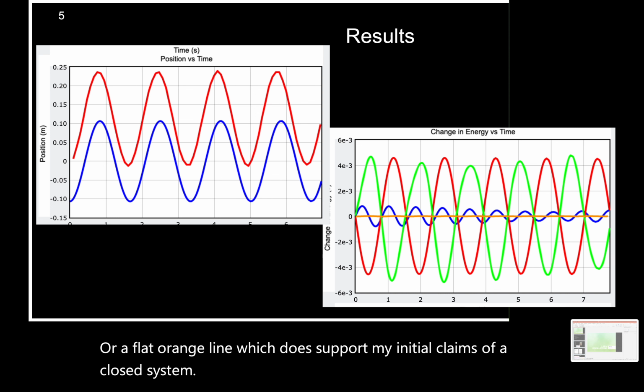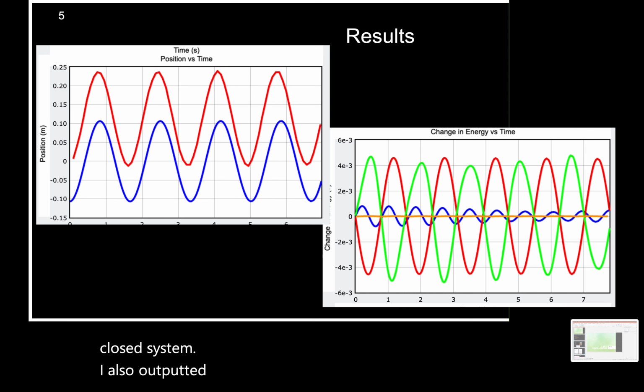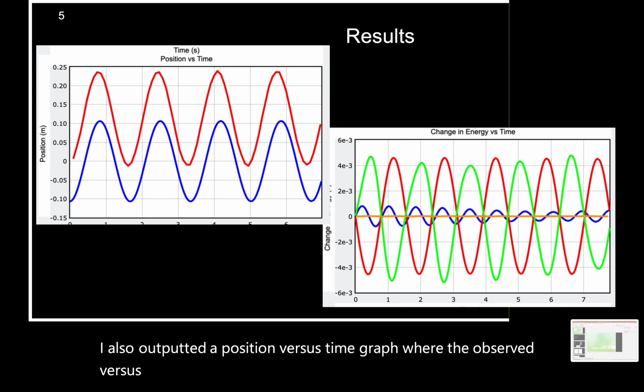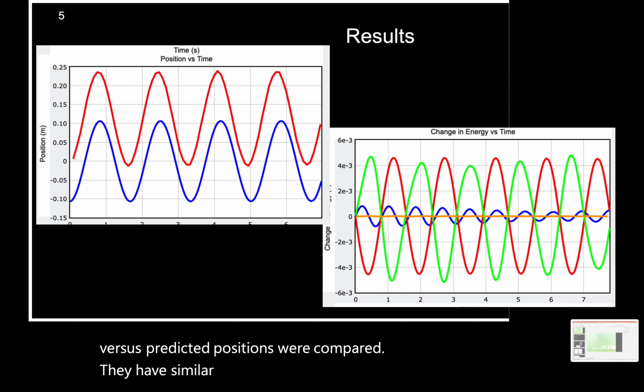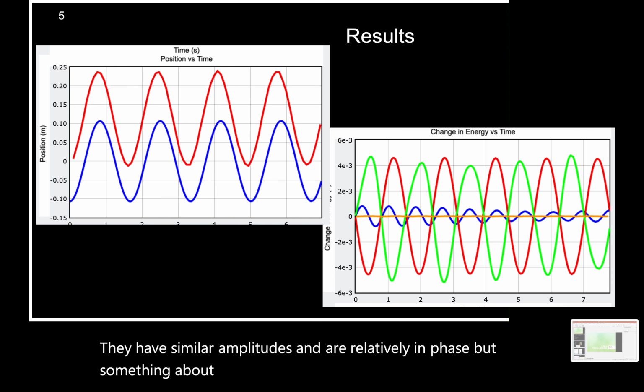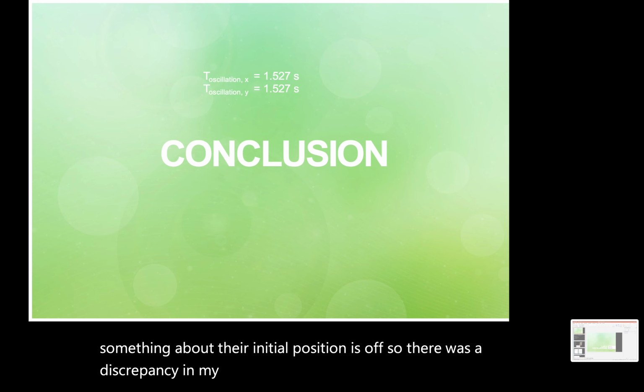I also outputted a position versus time graph, where the observed versus predicted positions were compared. They have similar amplitudes and are relatively in phase, but something about their initial position is off, so there was a discrepancy in my calculations.